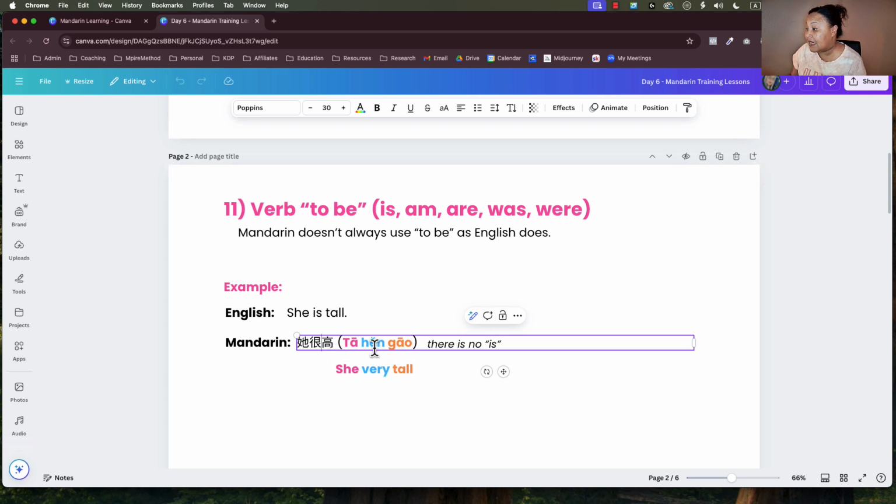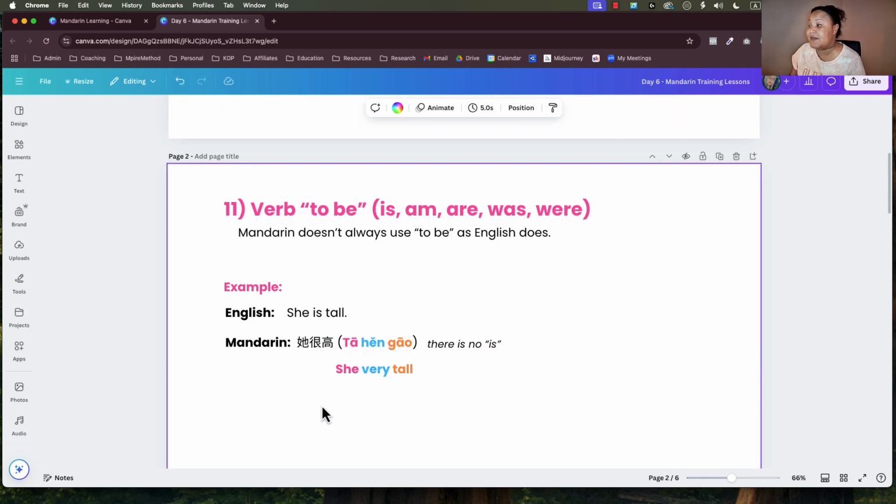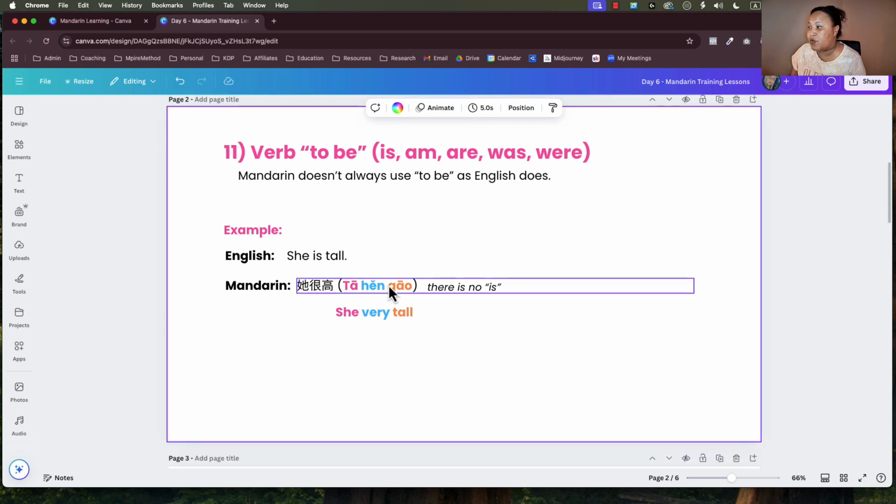So that hen, I think, this is the second time I've seen it. And it's associated with very. Is very something. Okay, we're going to see if I keep seeing it in this context. If I keep seeing it in this context, then I'm going to just end up in my brain translating the hen into is very instead of just very by itself. But really, there is no is in their language.